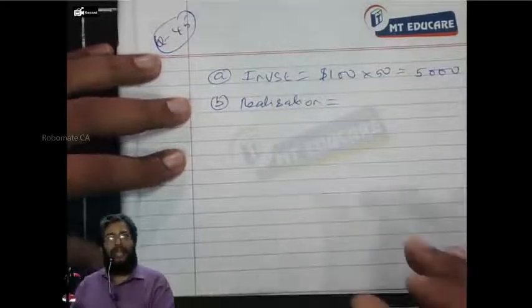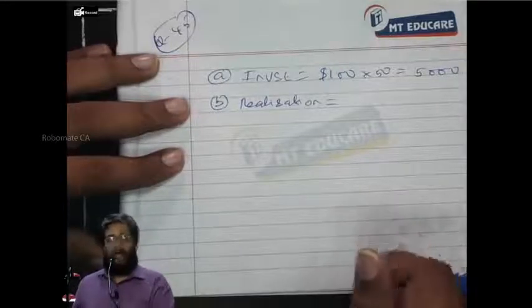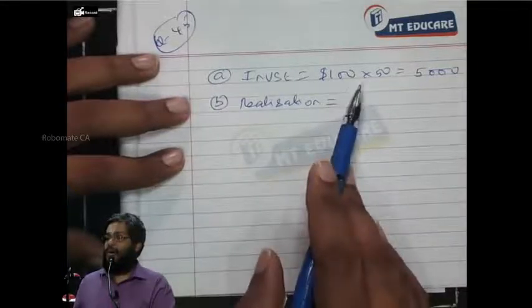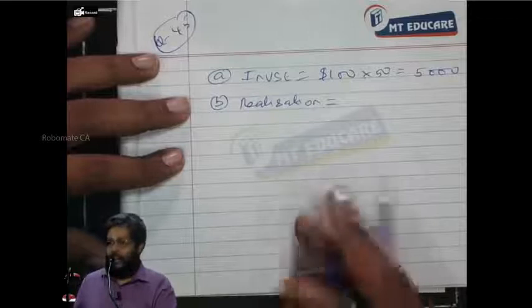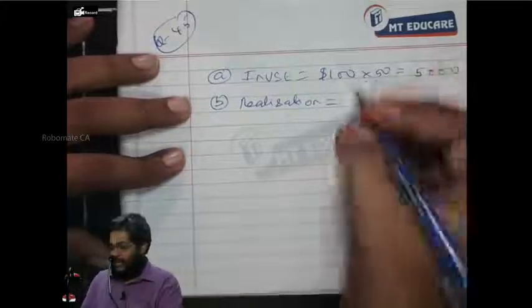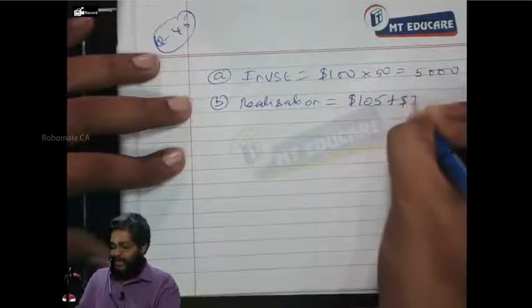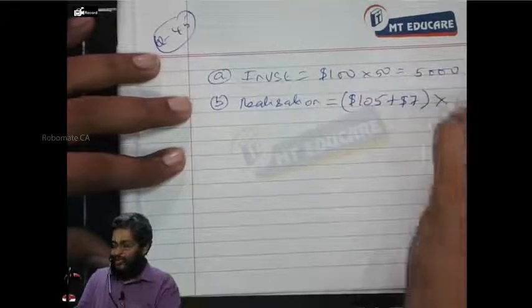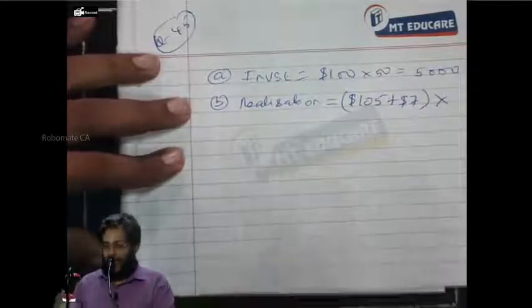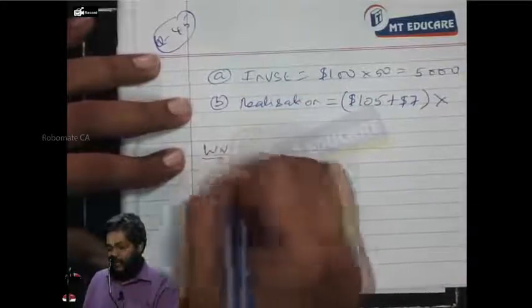Now, B, realization. Answer me. I realize how many dollars? $105, and I also receive $7 as interest. That is a $100 bond I am selling after 1 year at $105. I am also receiving $7 interest. That means realization is $105 plus $7 into today's exchange rate or exchange rate prevailing after 1 year? Okay, just leave one line space and write working note.